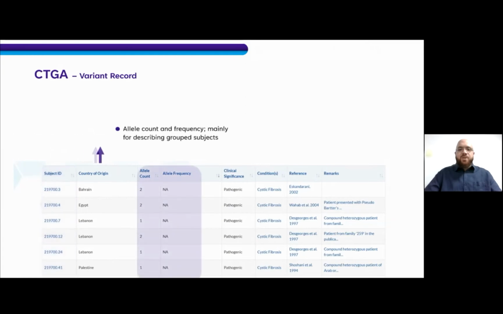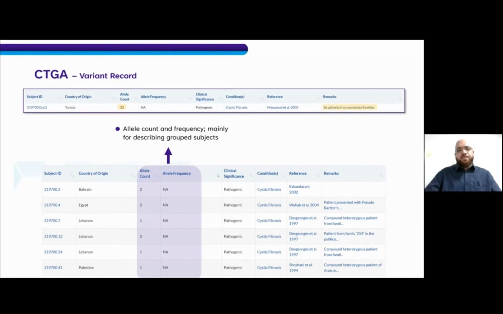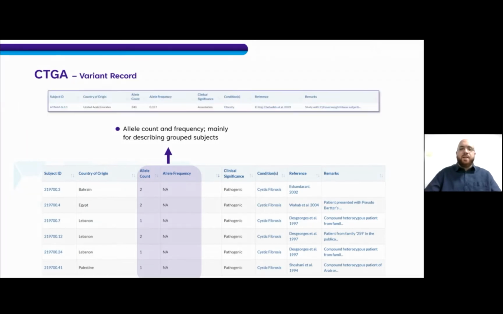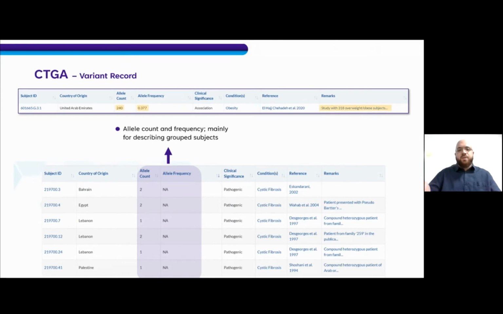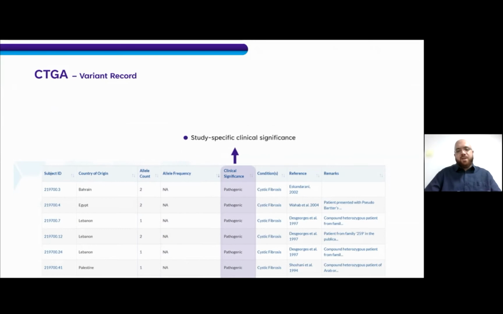The allele count and allele frequency fields here are mainly there for describing group subjects. An example here at the top is a report on a cohort of 16 unrelated patients who share the same clinical data and are homozygous for a CFTR variant. Just as another example, this is a case control study with obesity, where we could also derive the study-specific allele frequency for the particular variant. Other fields in the table include the clinical significance, which is specific to the reference in question and can differ from ClinVar, as well as the associated conditions and the reference.